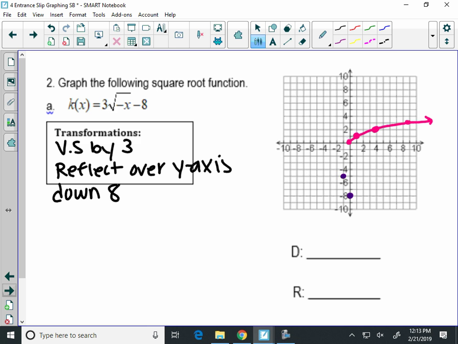If I stretch (4, 2), where does that go to? (4, 6). If you change the y by 3, so 2 goes up to 6. I flip it over here to (-4, 6), and down 8, (-4, -2).